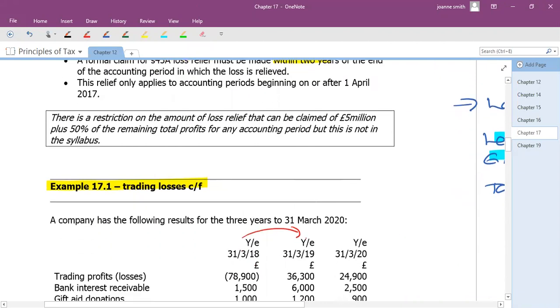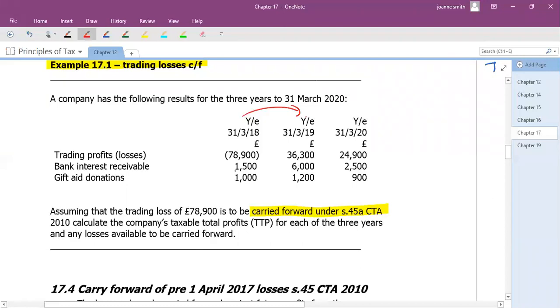So I'm not going to use it against the current year. I'm not going to ask to carry it back or anything else. I'm just going to carry it against the future. So this business made a loss in year 18, but future years was profitable. We've got some bank interest that is a type of income, and we've got some Gift Aid donations. I'm going to write next to that qualifying charitable donation. So this is a payment.